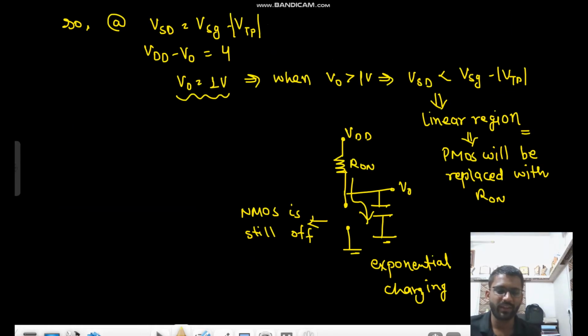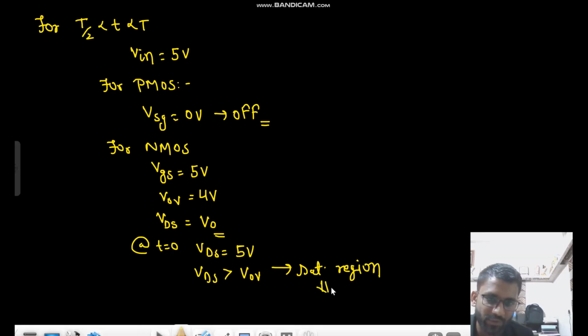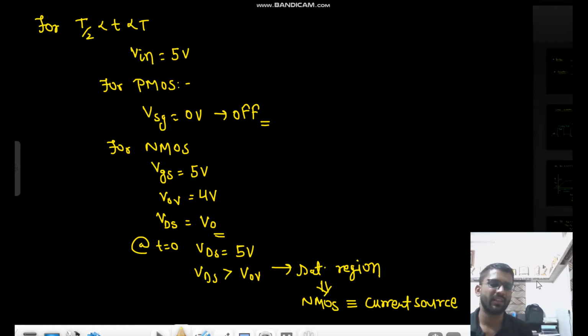So at t equals 0, VDS is 5 volt. So at t equals 0, your VDS is greater than V overdrive. That means it goes to saturation region. Okay, so NMOS will be replaced with a current source, right? So your NMOS will be replaced with the current source.